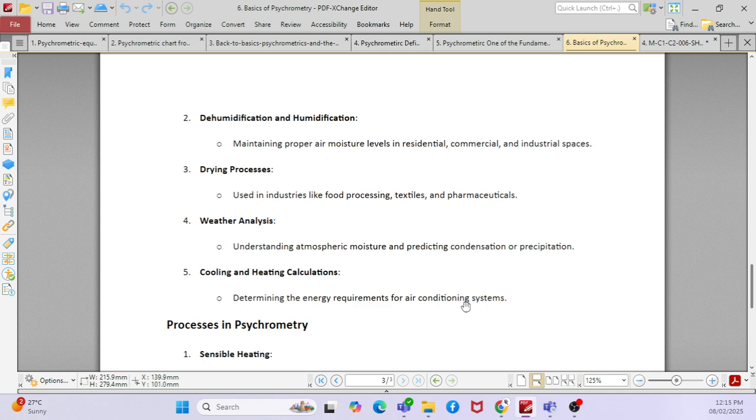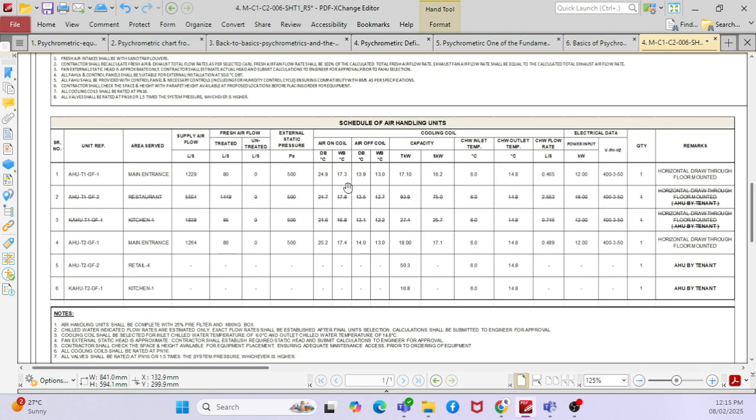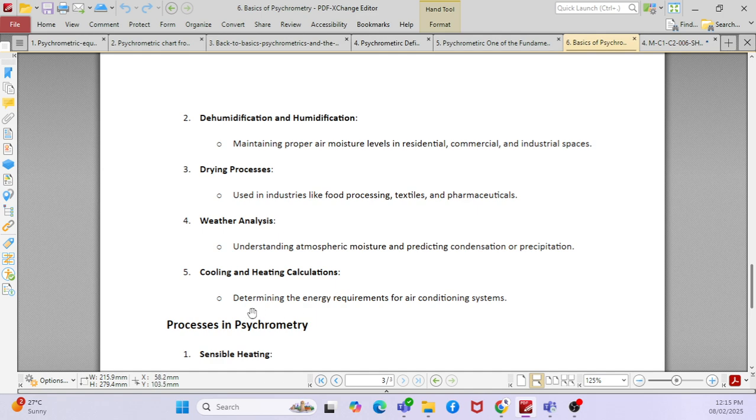So when you want to calculate the energy, for example, if you go to one of my schedules, what we saw last time was the air on coil temperature and air off coil temperature. By using this delta T, you can calculate the capacity, correct? Q equals 1.08 multiplied by CFM multiplied by delta T. By using this temperature difference, you can calculate the cooling load. That is why it is used to determine the energy requirement for an air conditioning system.